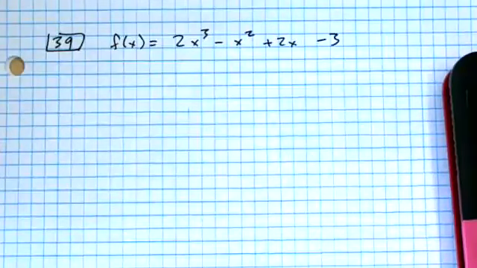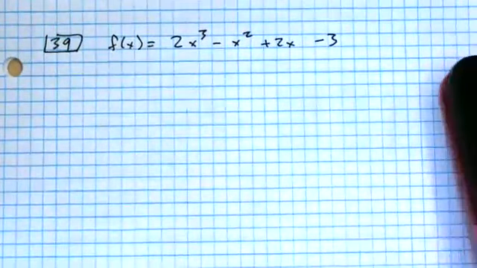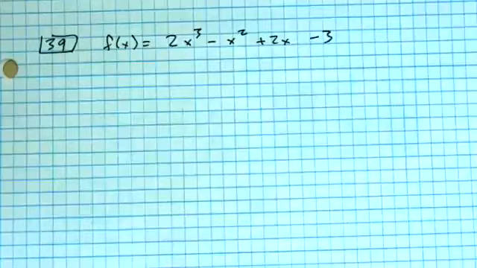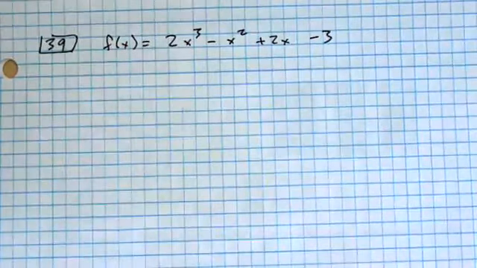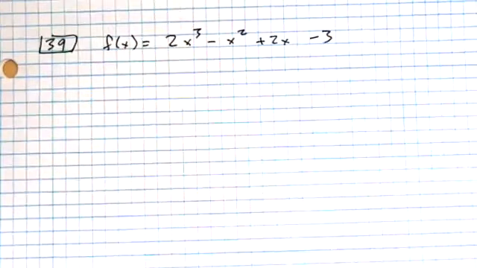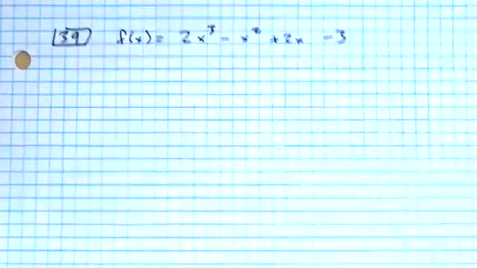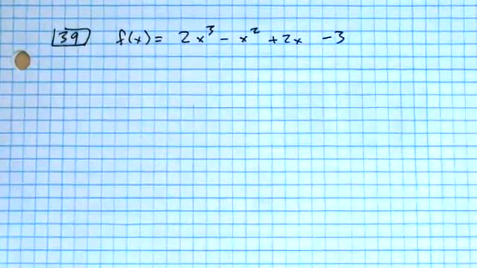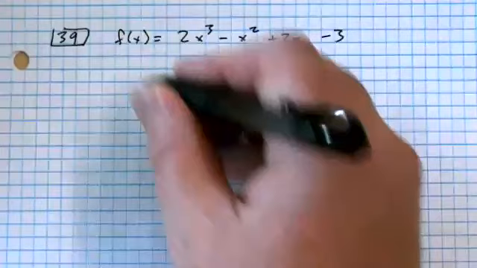So number 39, all they gave us was a function, and the instructions say to write it as a product of linear and irreducible quadratic factors with real coefficients. So they didn't even ask us to find zeros in this. That's kind of nice. Okay. So tell me about this function and its zeros. How many zeros are there? There are 3 zeros.